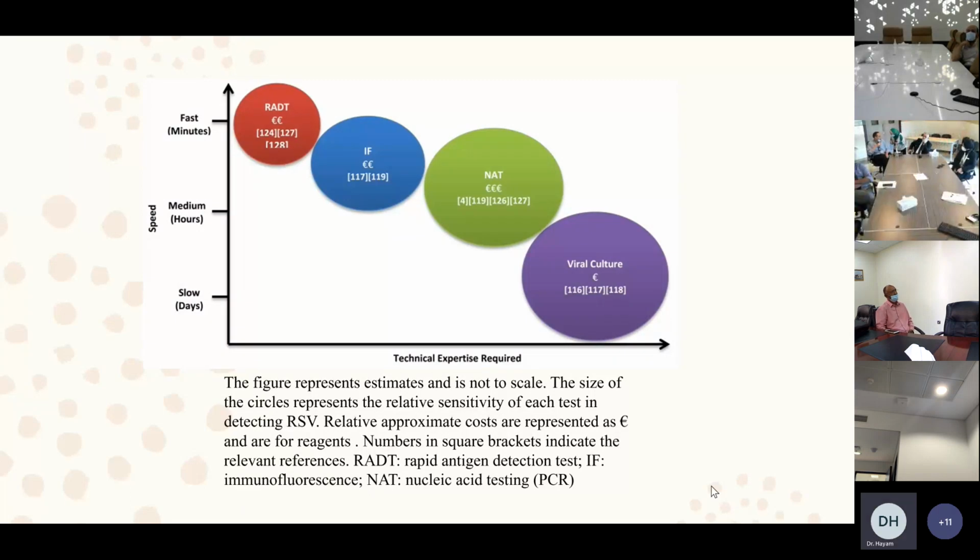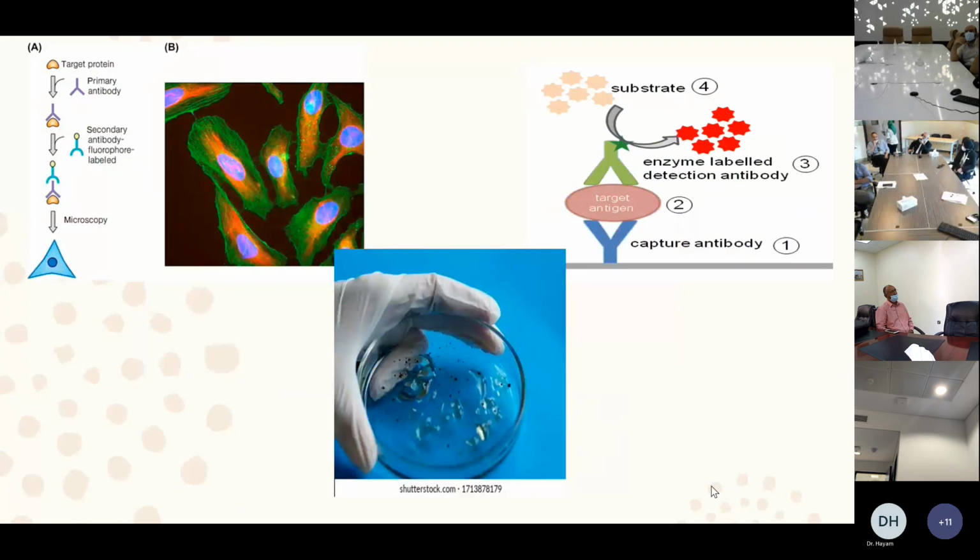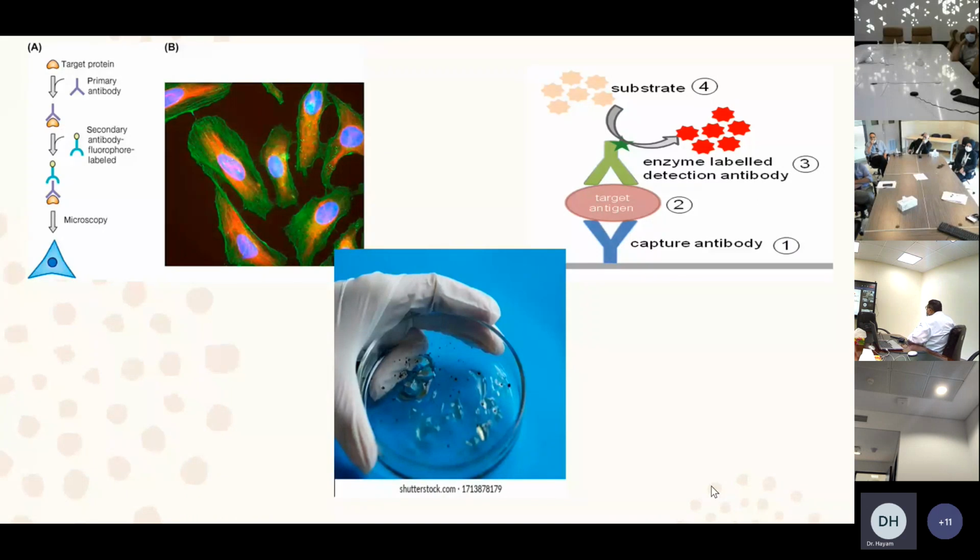This is just to explain. Next slide. This is only to explain the immunofluorescence and the picture showing A and B. Basically, you send an antibody and you tag it with a fluorescent label, and then it will attach to the part of the RSV. And the other, the enzyme assay, is the same idea: you label the detection antibody with an enzyme. One is with the fluorescent label, the other with the enzyme.